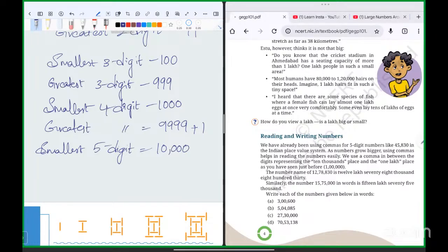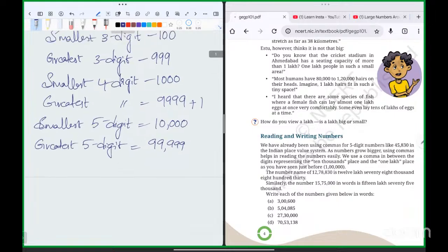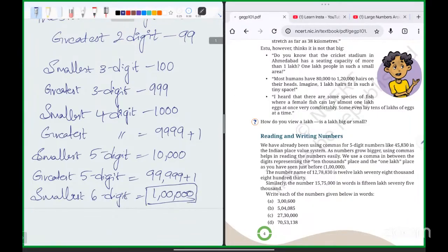So for our introduction to the 1 lakh, this is the last step. The greatest five-digit number is 99,999. To introduce 1 lakh, we must add 1 to the 99,999, and we get the smallest six-digit number, which is 1 lakh. So this is the introduction to our first of the large numbers, which is 1 lakh.